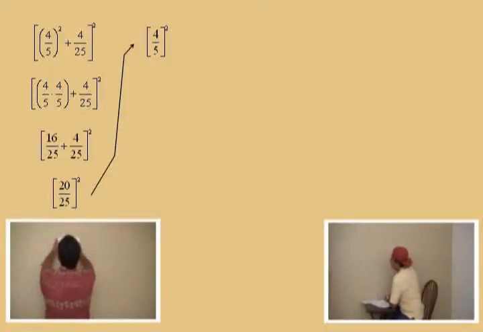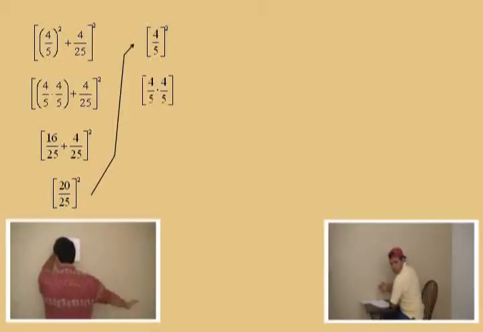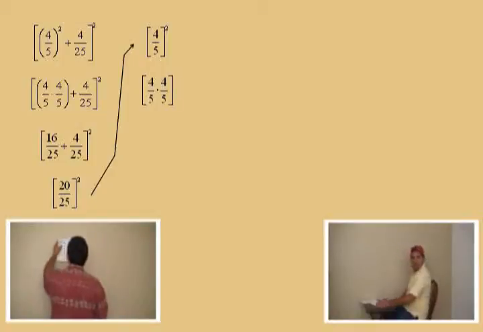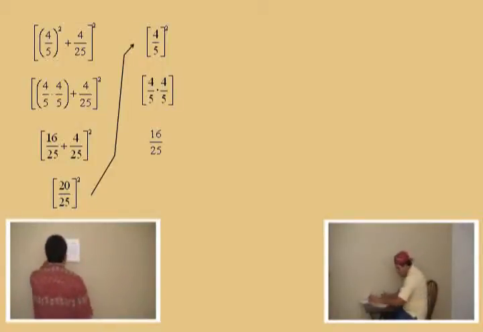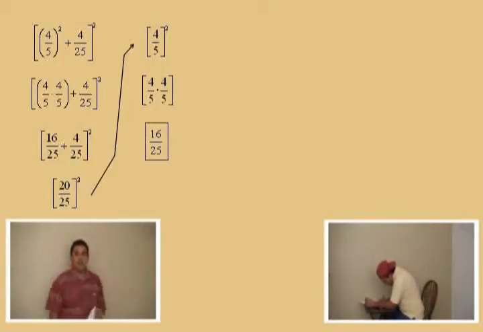Okay, so 4/5 squared. Now, what does 4/5 squared mean, Charlie? 4/5 times 4/5. And remember, multiply straight across the top and straight across the bottom. What do we get? 16 over 25. And don't forget to circle your answer. There we go. So that completes that problem there.